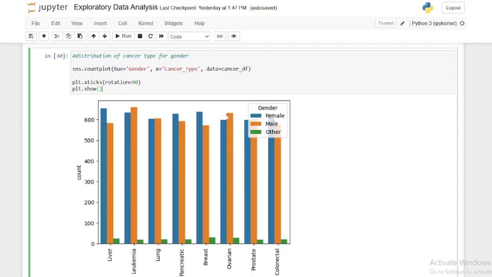You can see there's something fishy here, right? Because males do not have ovaries. So how are we having more males with ovarian cancer? This is another situation where we would have to interrogate this data, ask the data collector, because there's something fishy.